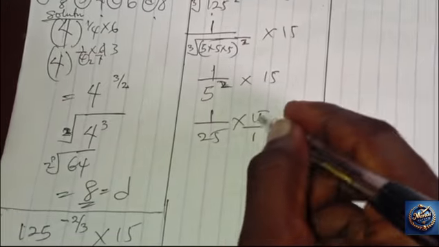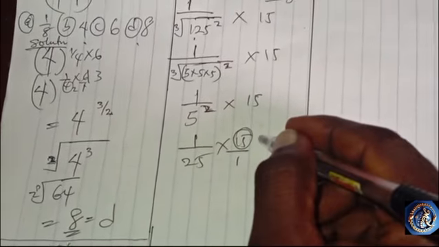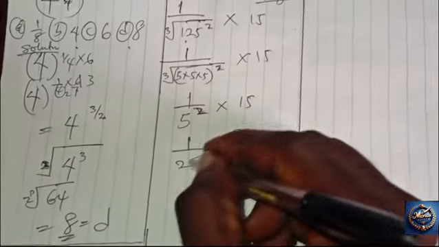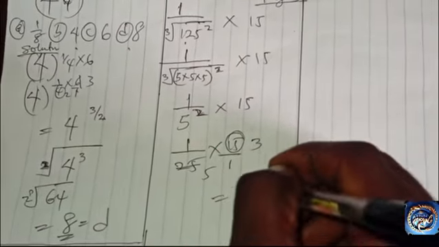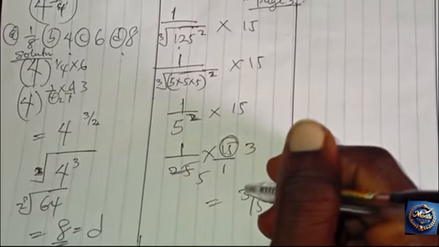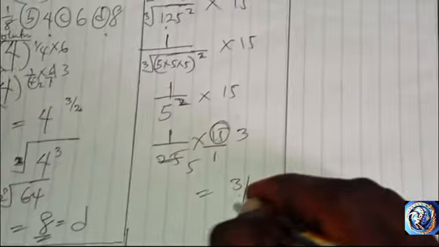So that would be 5 here 3, 5 here 5. So the answer is 3 all over 5. 3 all over 5, so that's option B. Sorry, I didn't write the option, but the option is B.